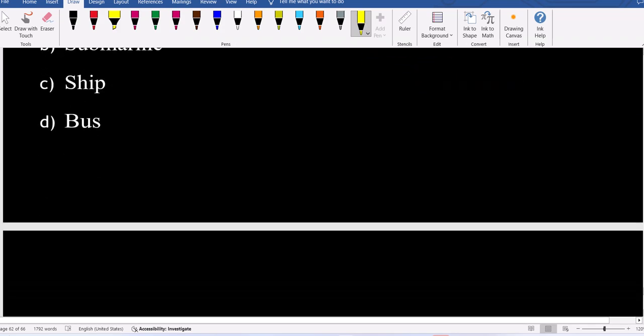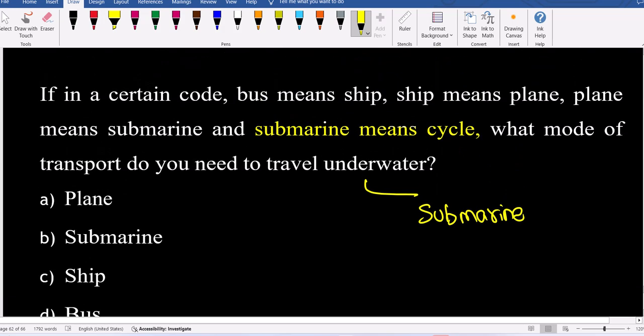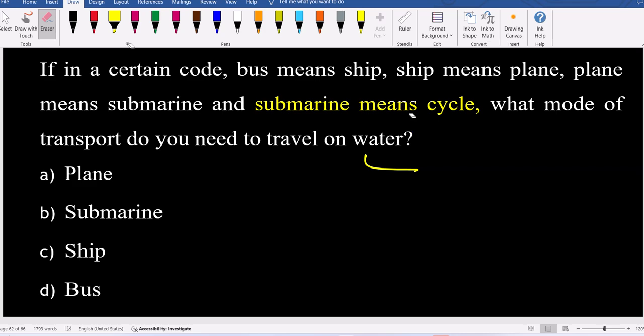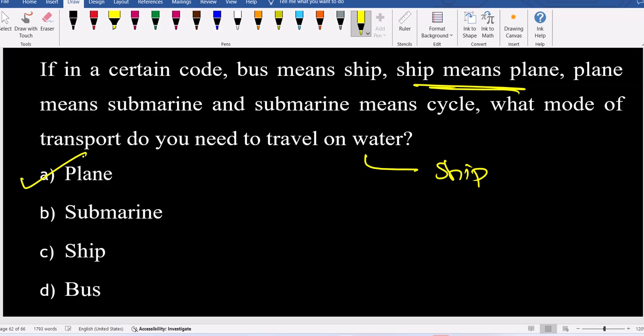So underwater ship, no. Ship means plane. So underwater. What mode of transport do you need to travel on water? Underwater is actually submarine only, if I'm not wrong. Okay, if they say travel on water, then fine, ship. Then we can go for plane. To travel on water, we can use ship. Then ship means we agree. Plane. But the question must be clear. Underwater is submarine actually. Submarine is called cycle. We have to go with cycle as the answer. Fine.